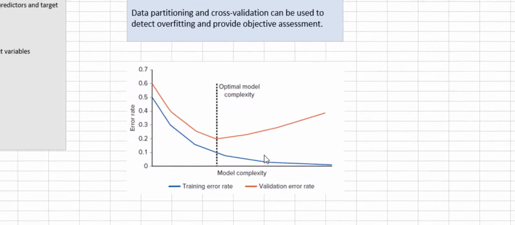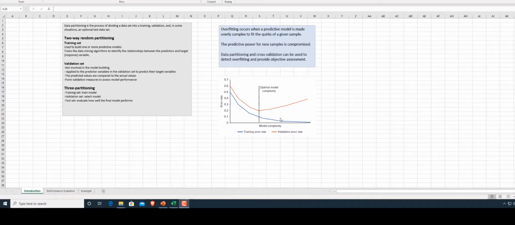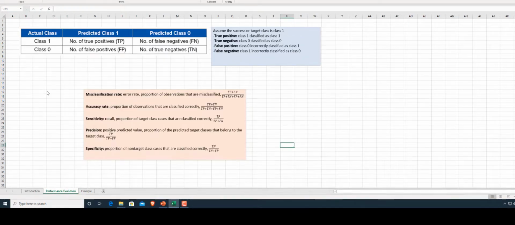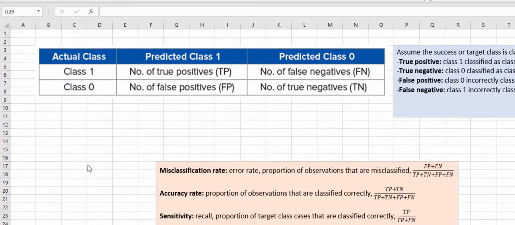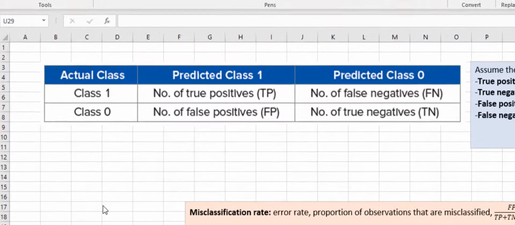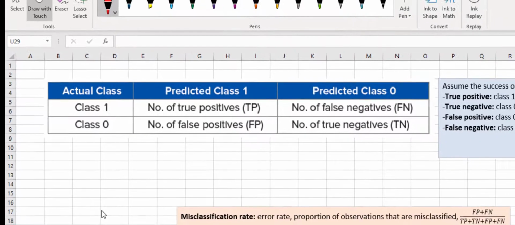And performance measures used in classification and prediction models are different. Therefore, I will discuss them separately, starting with performance evaluation for classification models. Performance measures for classification models can be computed from a confusion matrix. A confusion matrix is a table that summarizes classification outcomes obtained from the validation dataset. Here you see on the screen a confusion matrix for a binary classification problem. Assume that the target class, also called the success class, is class 1 and the non-target class is class 0.